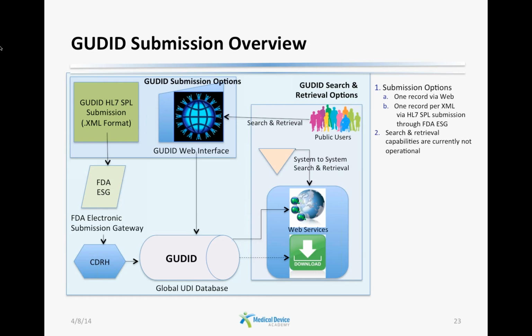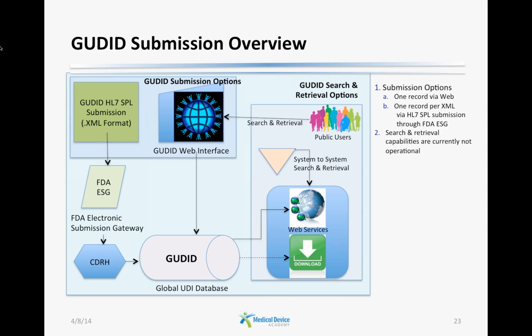There are 3 states of entry. Draft DI, only available via web interface, and FDA will hold that information for 180 days before it's scrubbed. Unpublished, this means the information has passed all the business rules and is ready to be published. And published. Once it's published, it will be searchable publicly through the GUDID database. However, currently the GUDID search and retrieval options are not operational, as the FDA is waiting for enough information to be loaded.